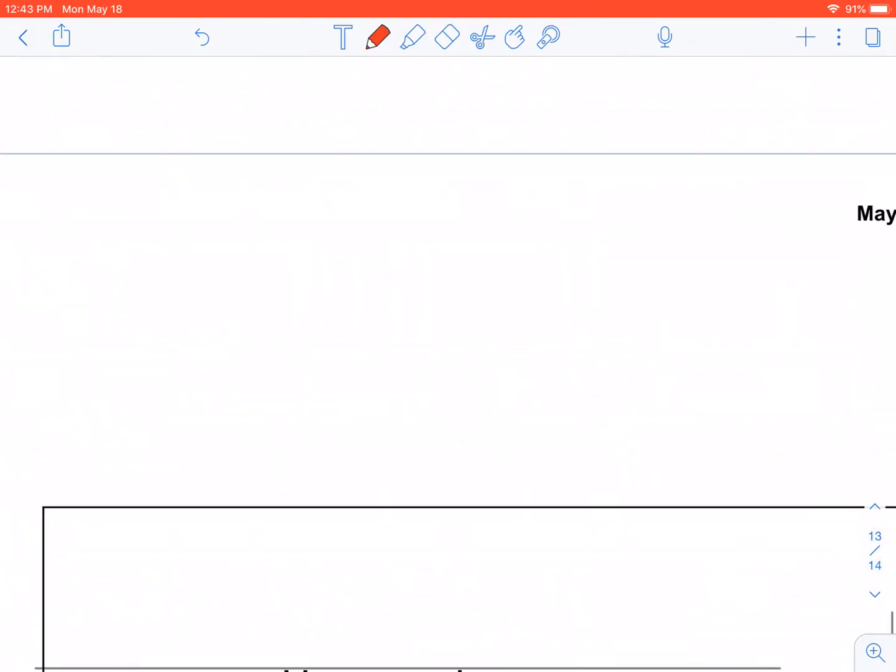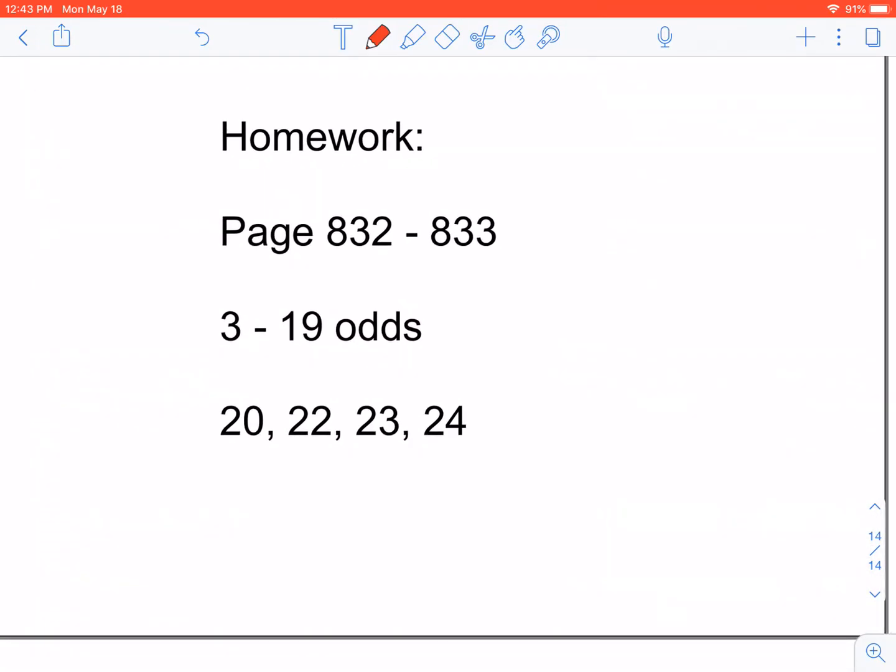Your homework here tonight, pages 832 to 833, numbers 3 to 19, the odds, and then these 4 problems here, 20, 22, 23, 24. And if you have any questions, concerns, any issues coming up, please let me know. If you want to just check in to see what's coming or what the last 2 weeks here are going to look like, please email me. I'll be going over that probably the end of this week.